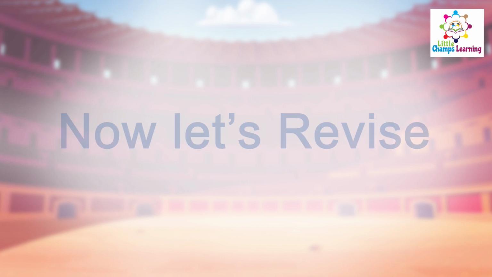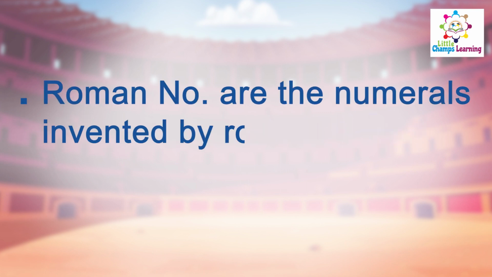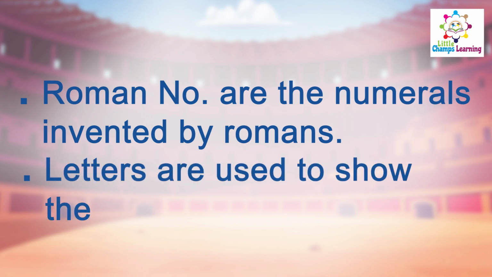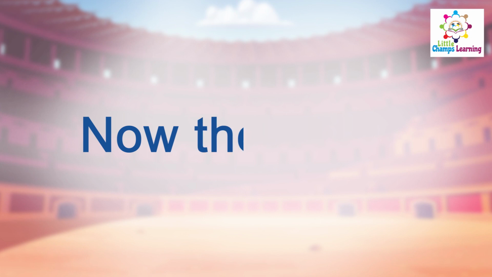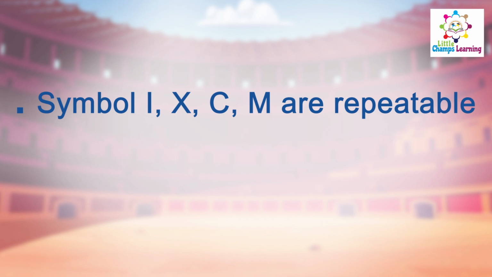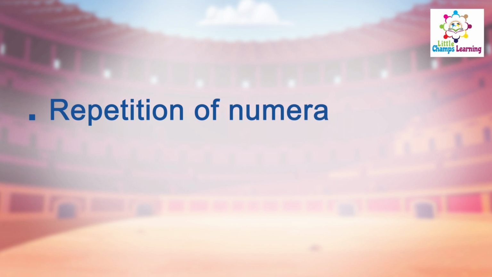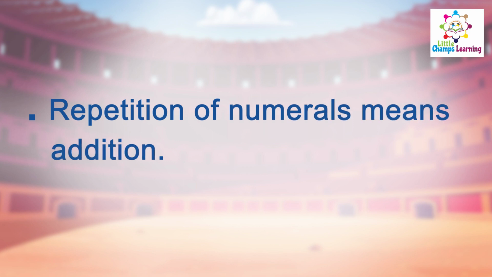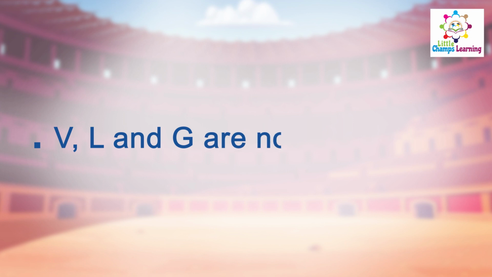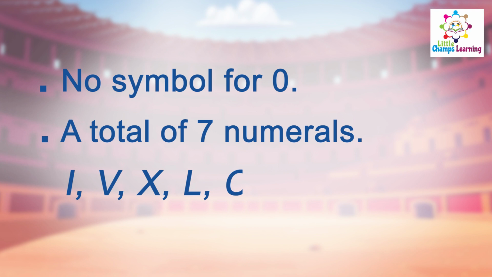Roman numerals are the numerals invented by Romans to write numbers, and letters are used for the numbers. Now let's quickly revise the rules. What we have learned is that the symbols I, X, C, M can be repeated, and if they are repeated, then a maximum of 3 times. Repetition of a symbol in Roman numerals means addition. V, L and D cannot be repeated. 0 does not have any symbol in Roman numerals. There are a total of 7 symbols for Roman numerals: I, V, X, L, C, D, M.